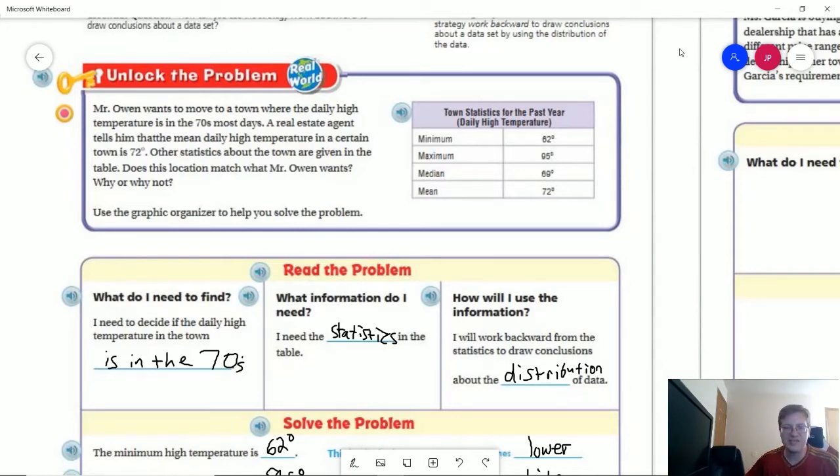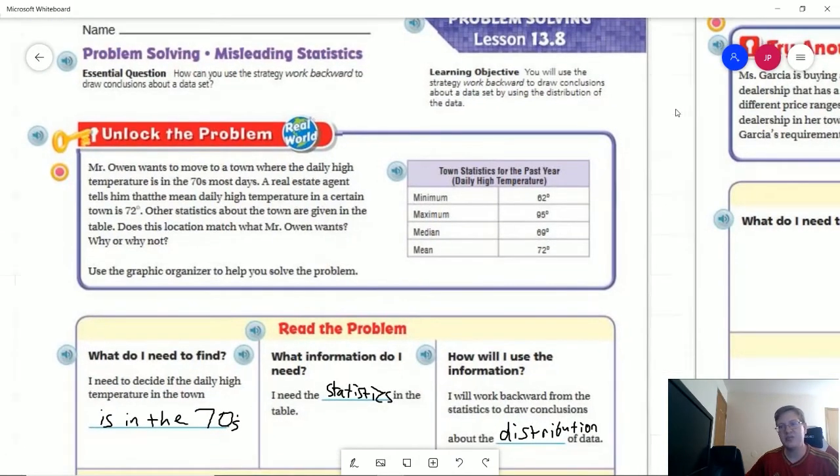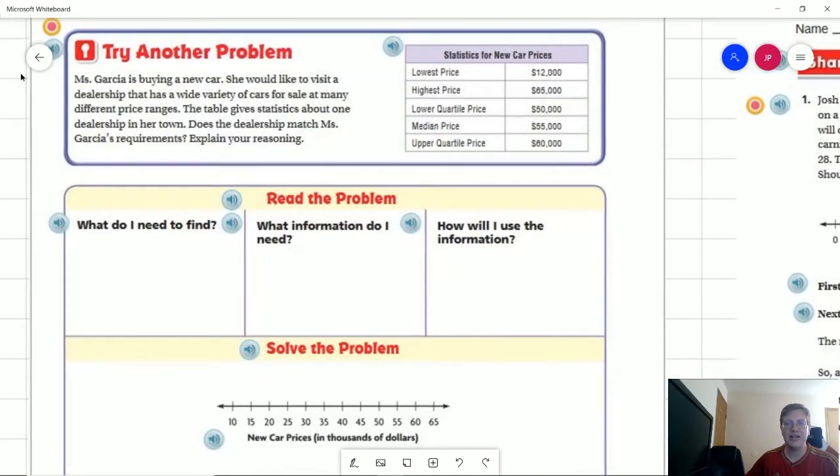So this would be an example of why a statistic might be misleading. Not because someone's trying to intentionally lie, but they are choosing the particular method of center that best represents what they want to share about the data. Let's go ahead and take a look at our next problem.